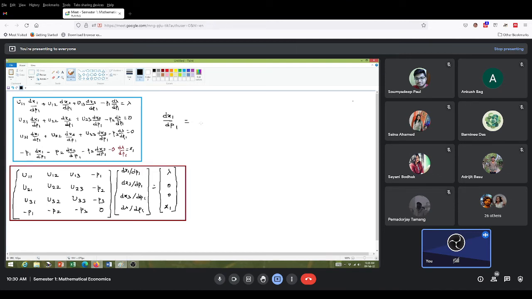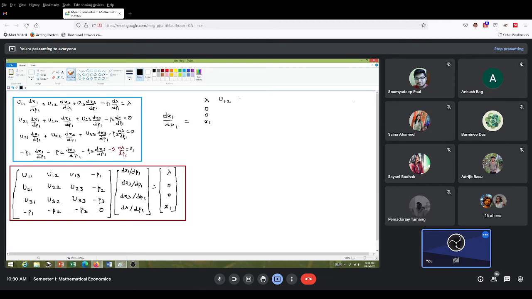Now, what does Cramer's rule tell me? How to find out dx1 by dp1? We replace the lambda, 0, 0, x1 with the first column. If I want to find out the first variable, I have to replace this first column. That will come in the numerator. So, lambda, 0, 0, x1.